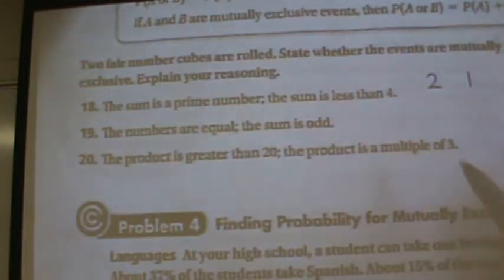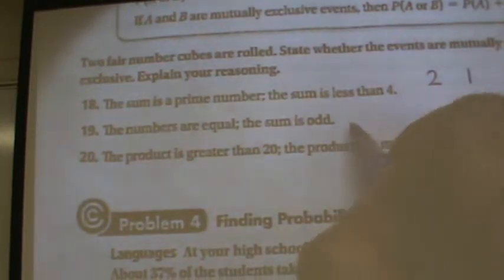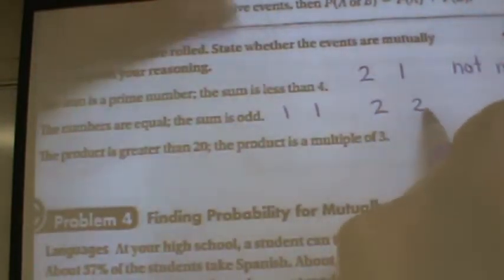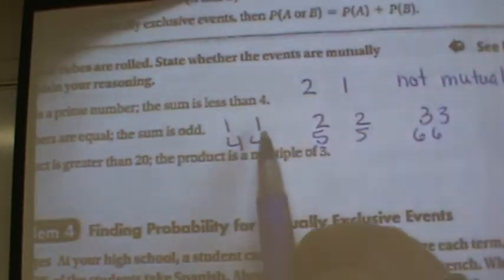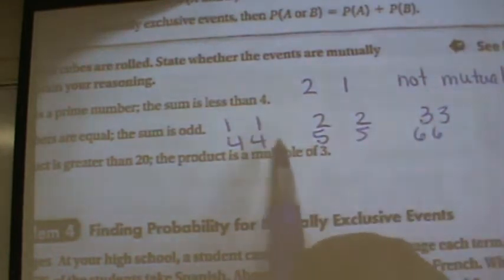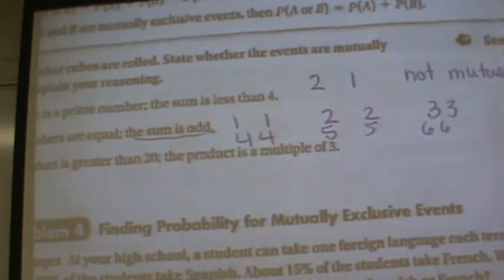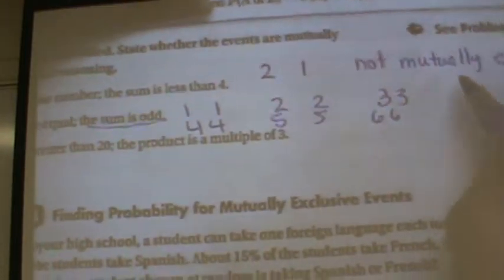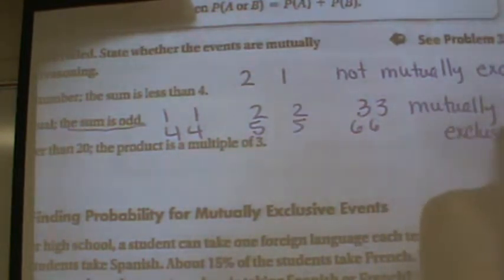Okay, how about 19? The numbers are equal and the sum is odd. So if the numbers are equal, here's your 2 die. 1 and 1, 2 and 2, 3 and 3, 4 and 4, 5 and 5, 6 and 6. Well, if you added these up, you get 2, 4, 6, 8, 10, 12. All of the sums are even. So this is mutually exclusive. You got it. Next one.